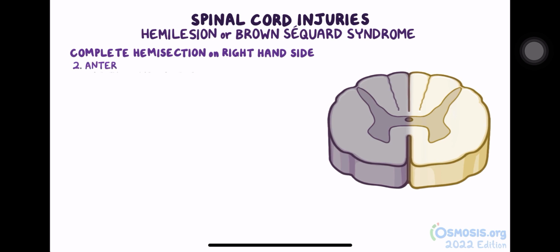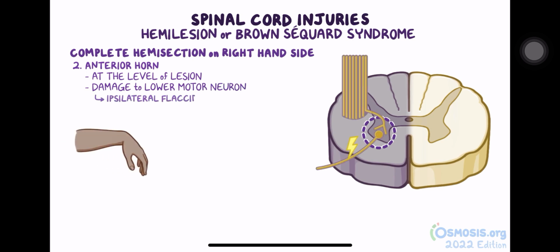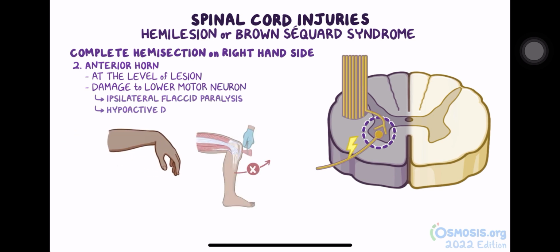Second, the anterior horn will be damaged, resulting in a lower motor neuron lesion at that particular level. Remember, the lower motor neurons synapse with the upper motor neurons of the descending tracts, such as the corticospinal tract. Damage to the anterior horn cells will lead to lower motor neuron signs, such as ipsilateral flaccid paralysis and hypoactive deep tendon reflexes at the specific spinal level of the lesion.